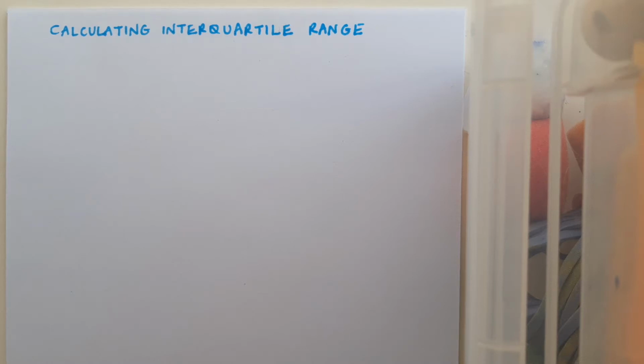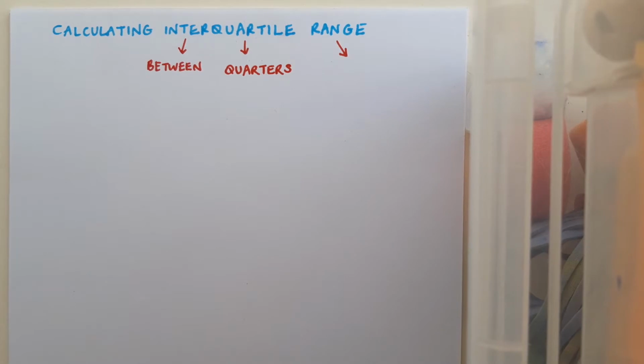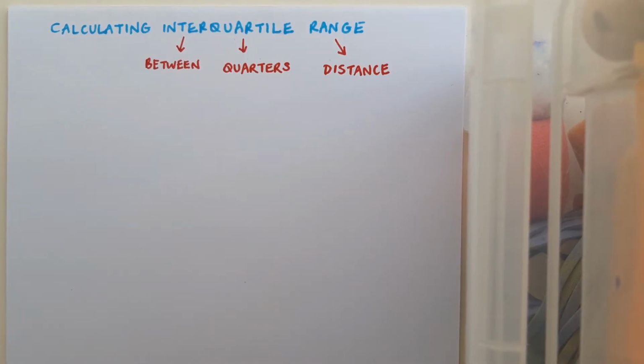This video is going to focus on calculating interquartile range. So first of all, let's just define what we mean by interquartile range. Well, inter just means between, quartile means quarters, and range just means distance. We've already seen range mentioned in statistics.